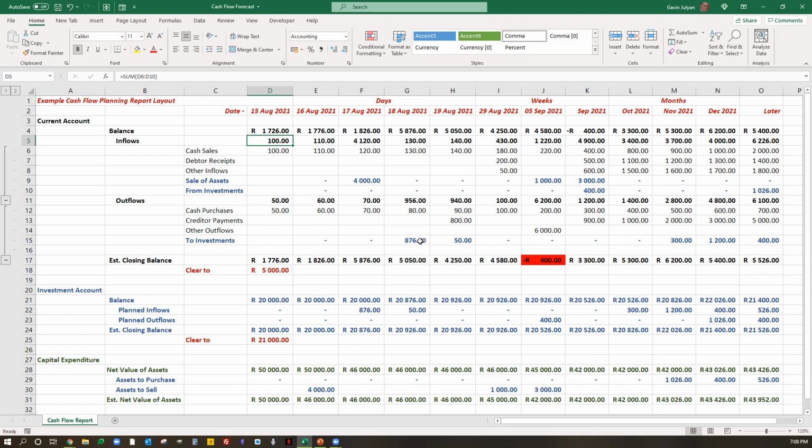The outflows to investments will go into this investment section. You can see the stuff happening here. And there's a timing difference, fairly obviously. We move it at the end of the day and we account for it at the beginning of the following day to look at what's happened here.